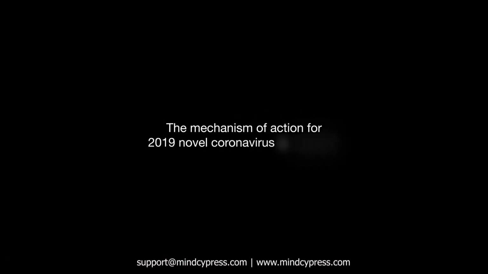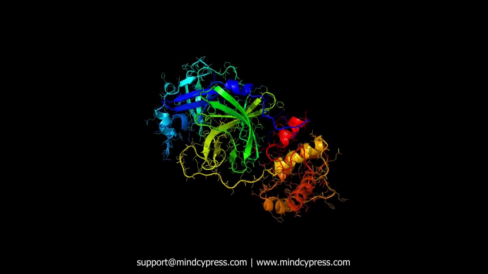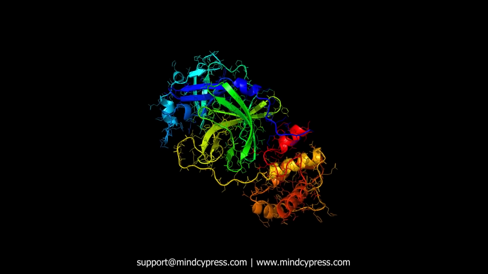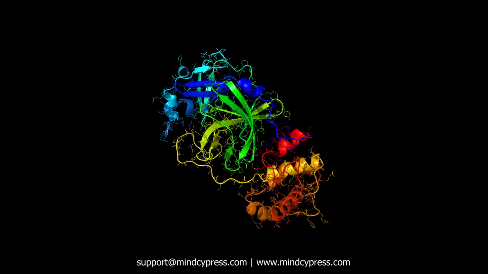It should be noted that the mechanism of action for 2019 novel coronavirus is unknown. However, scientists in China have sequenced the genome, while others have used the sequencing to visualize the structure.